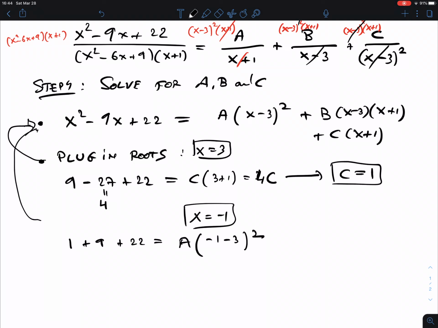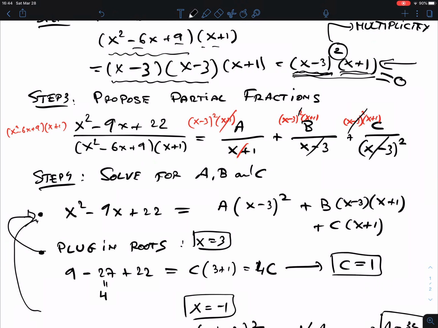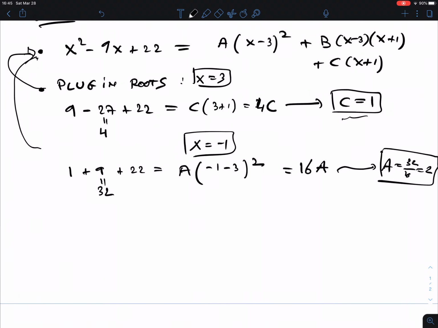Okay, so that is 16a, and then this one would be 32. And from there we see that a is 32 over 16, which is 2. Okay, but what about b? We run out of roots, and the reason is that normally this degree 3 should have 3 roots, but because we have this multiplicity, two of these roots coincide. And so we have only 2 roots, and therefore we can only determine 2 of these letters.